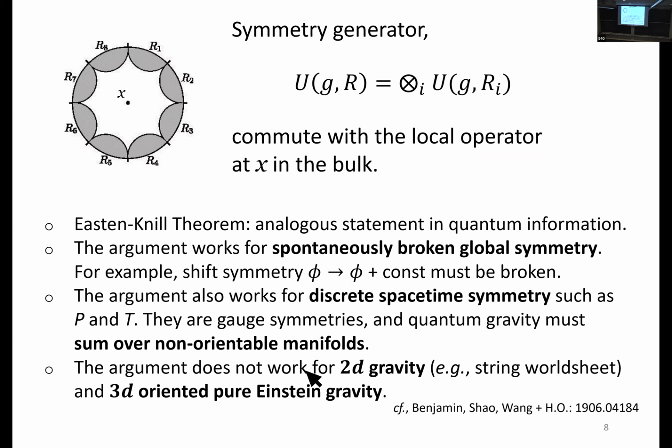3D oriented pure Einstein gravity is an interesting example because this is sort of a counterexample to the claim that you have to sum over non-orientable manifolds, because this Einstein gravity has orientation. And then I have this paper with Yifan and friends, which gives substantial evidence that such a theory does not have a holographic description. So this again probably is not a counterexample. There is even a question of whether such a theory exists or not. But even if it existed, our paper seems to suggest that there is no holographic description.